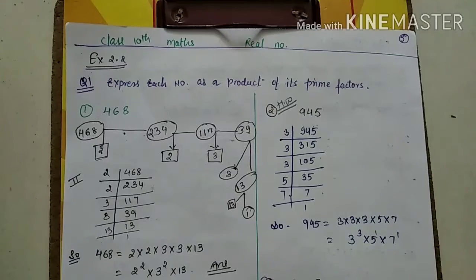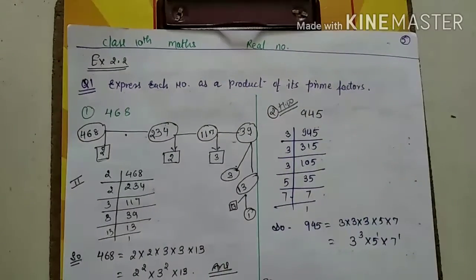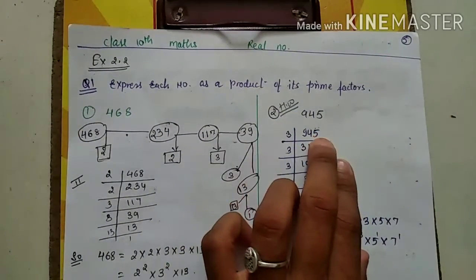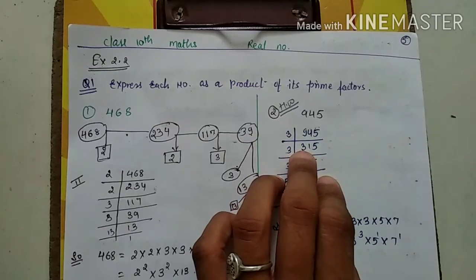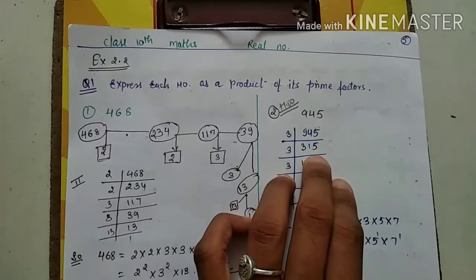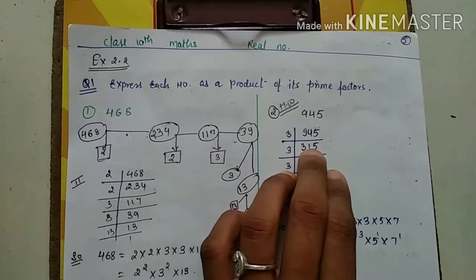Now, 945. We have to divide. From this, you can see it is ending with 5, so it will not be divisible by 2. The next number will be 3, so try with 3. 3 3s are 9, 3 1s are 3, 3 5s are 15. So it is going all. So this is the answer.